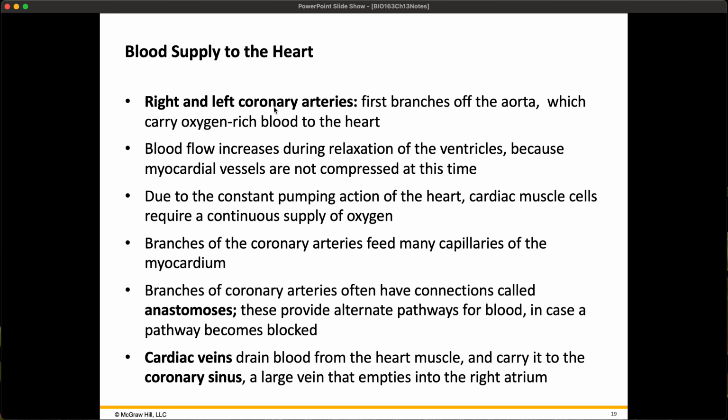So you have right and left coronary arteries. Anytime you hear about coronary arteries, these are referring to the ones that are specifically feeding and draining the heart. They're the first branches off the aorta. They carry oxygen-rich blood right to the heart.